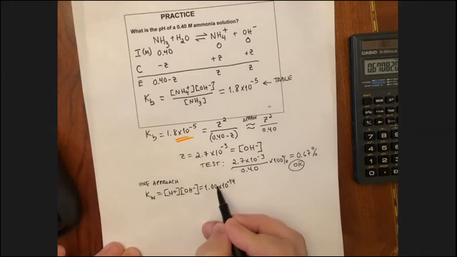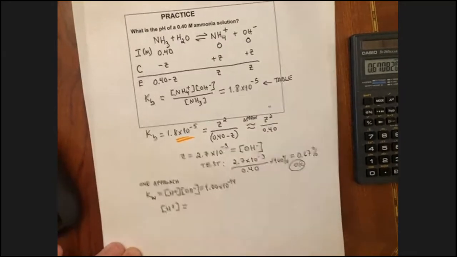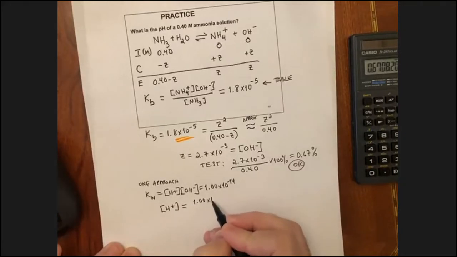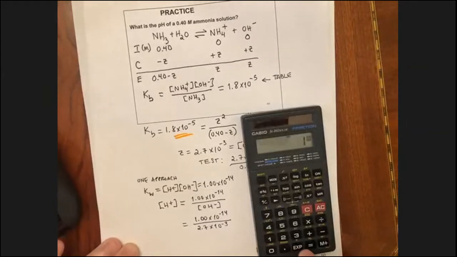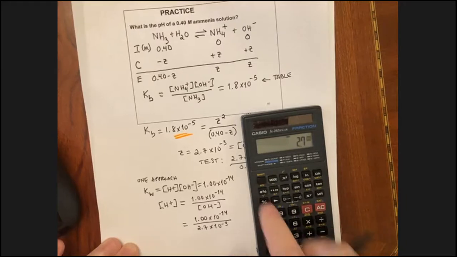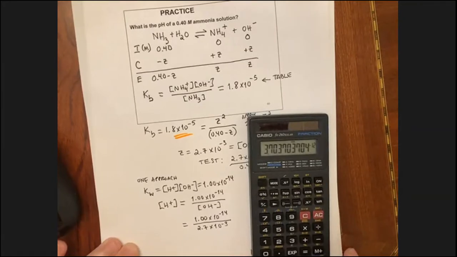So I have the value of the hydroxide ion, so I can say the concentration of hydrogen ion is going to be 1.00 times 10 to the minus 14 divided by the molarity of hydroxide ions. So that's 1.00 times 10 to the minus 14 divided by 0.7 times 10 to the negative 3, which equals 3.703 and so on, times 10 to the negative 12.